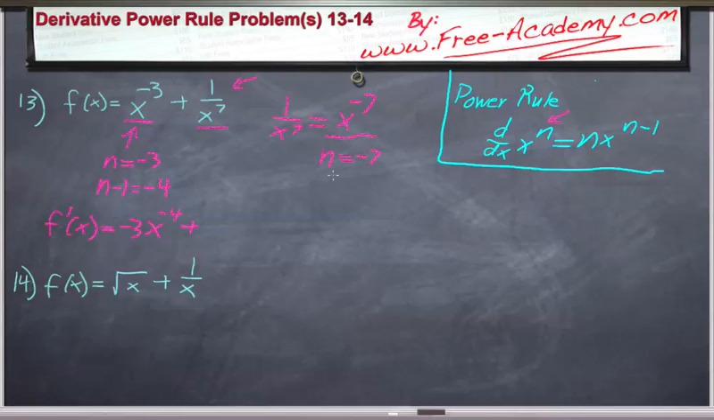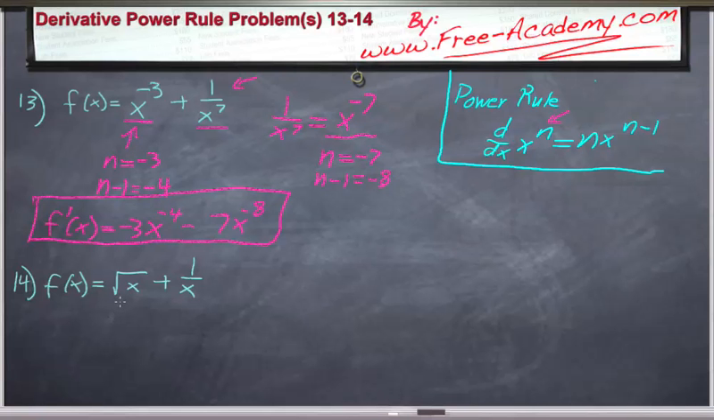n is equal to the exponent, and we find n minus 1 is equal to negative 8. So this is going to be equal to n times x to the n minus 1. And the whole equation equals negative 3x to the negative 4th minus 7x to the negative 8th. And that is our derivative for problem 13. Not very bad once we split it up.